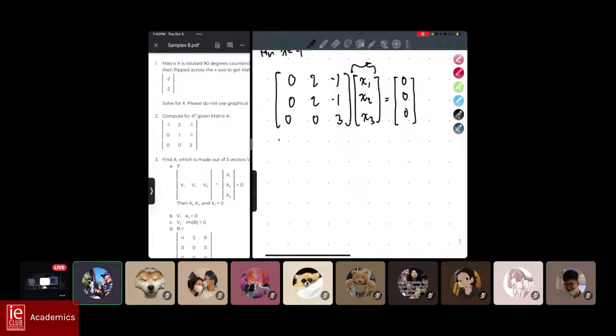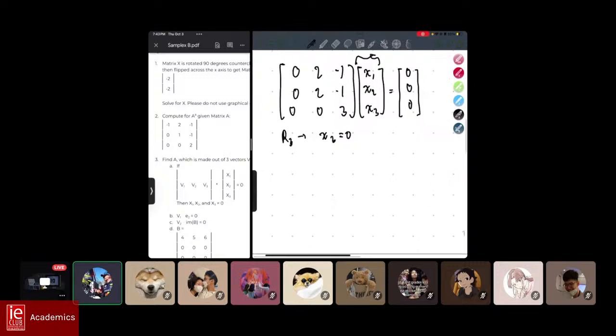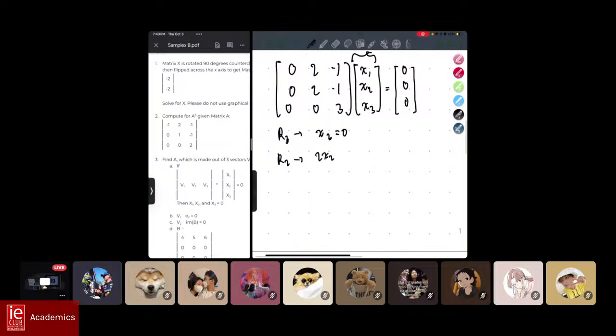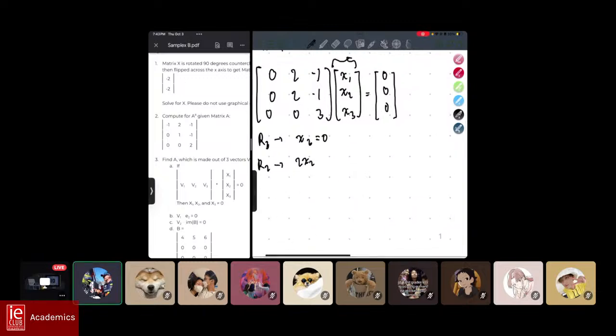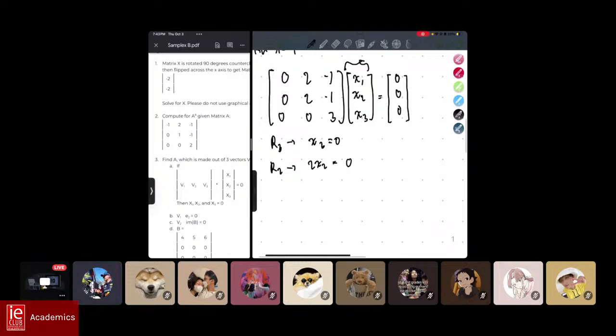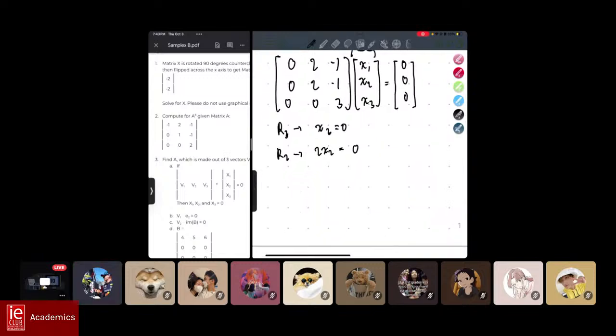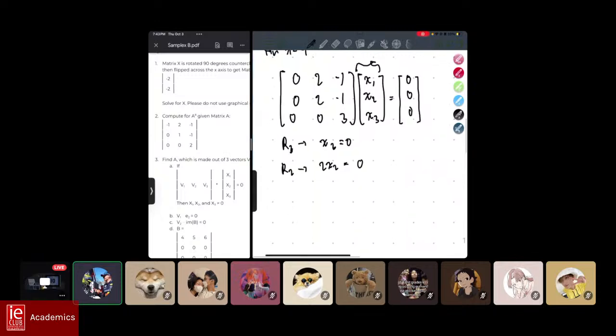Anyway, from R3, we can deduce that x3 is equal to 0. So that's good. For R2, we can deduce that 2x2 minus 1x3, which is just 0, is equal to 0. Yeah, right. Okay, so those are the two. And then, from observation, we can see that all the elements of column 1 are 0.